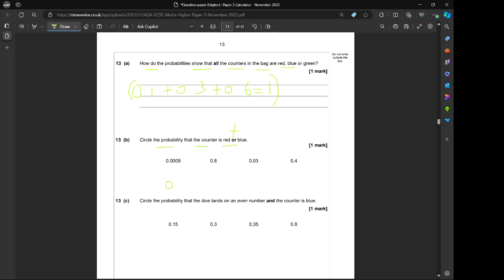So part B, the word or means we're going to add. So it's 0.3 plus 0.1. So in the chat, guys, what is 0.3 plus 0.1, please?